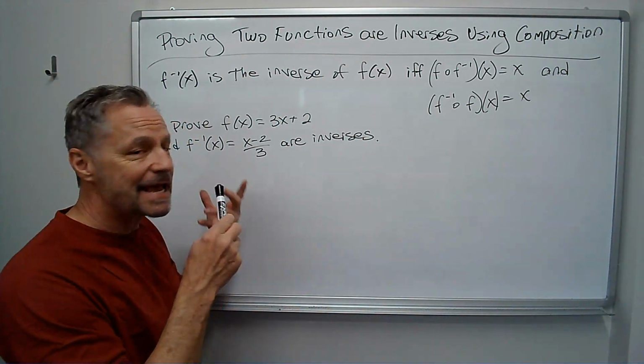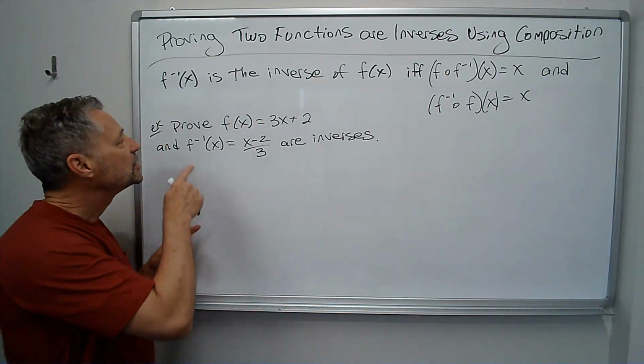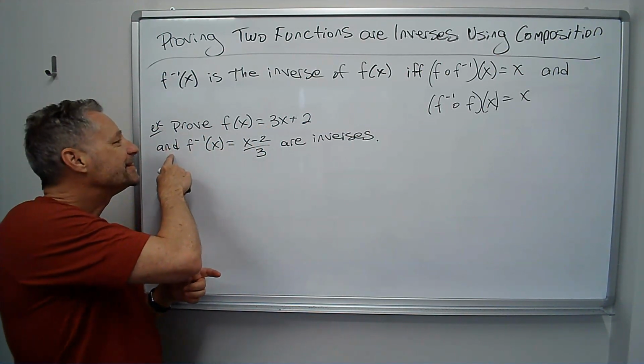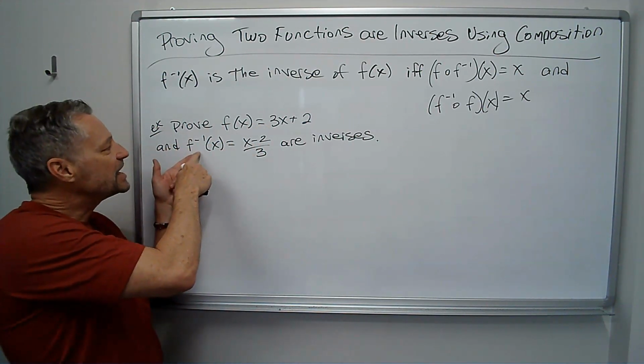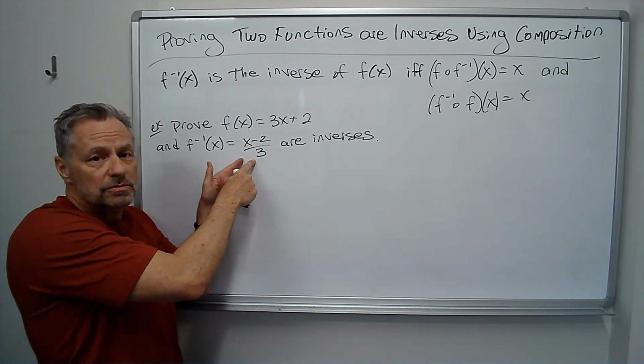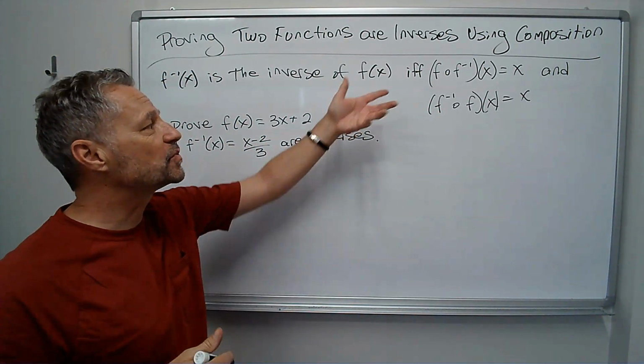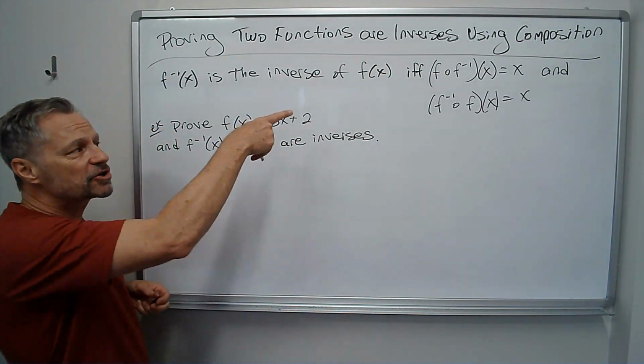Let's look at an example and see if we can show that in this case. So I want to prove that if f of x is 3x plus 2, then its inverse, f inverse of x, is x minus 2 divided by 3. Let me prove those are inverses. Well, I have to do these operations. So let's start off with the first one.